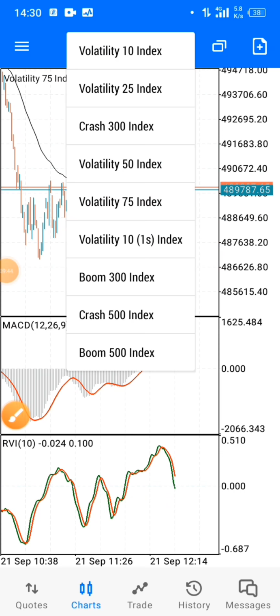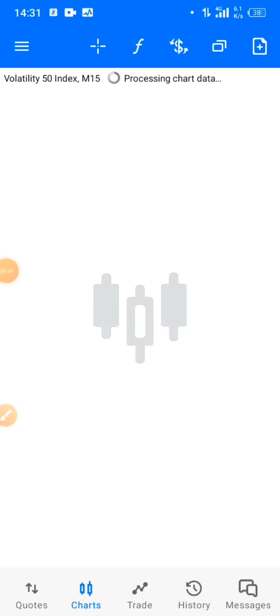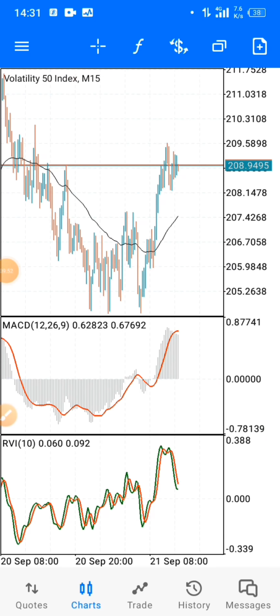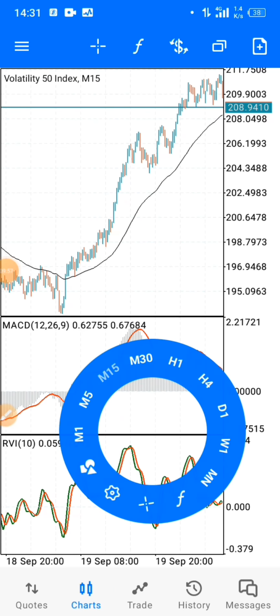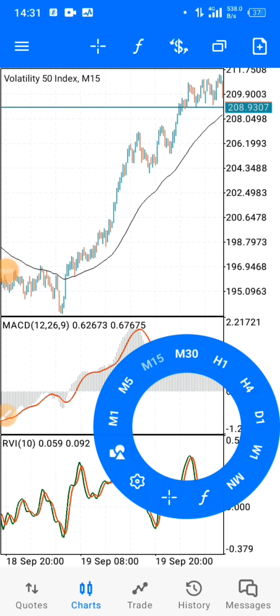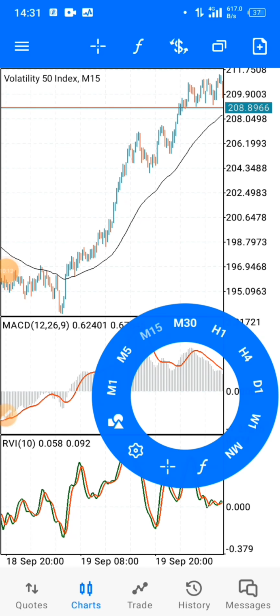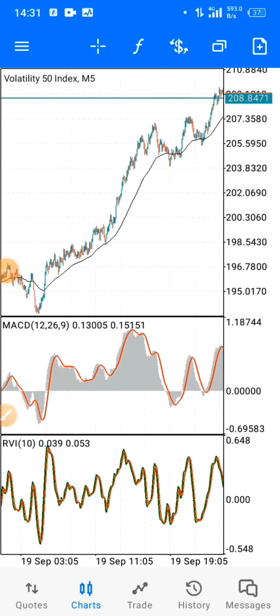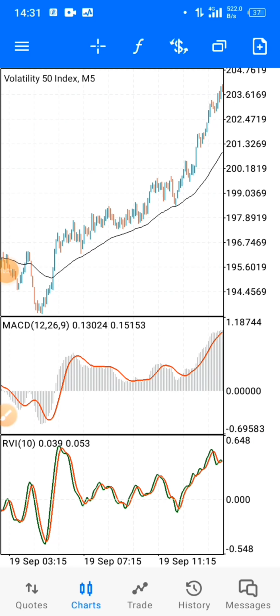So let's check V50. Let's go to the M15 first. On the M15 time frame, let me look at this uptrend right here. It started around 6 o'clock, on the 9th. Then we shift to the 5 minute. Here on the 5 minute time frame, you can also use it to enter, right?